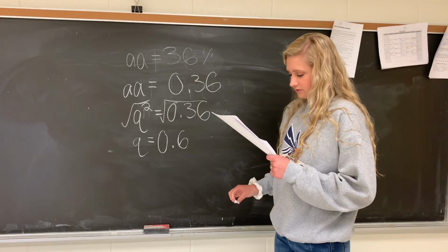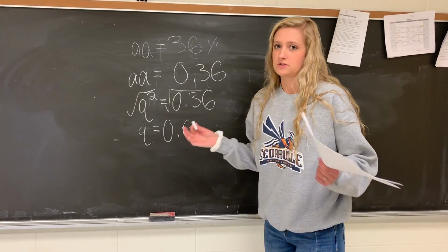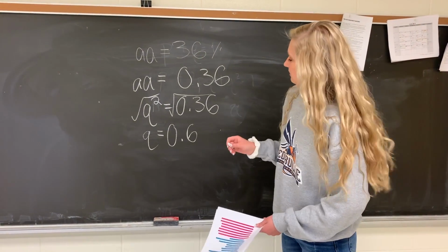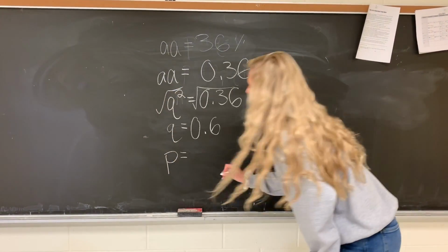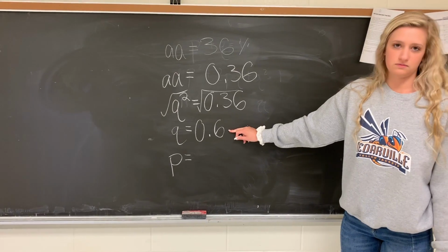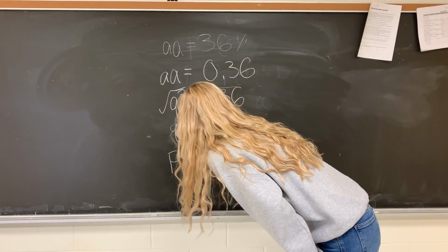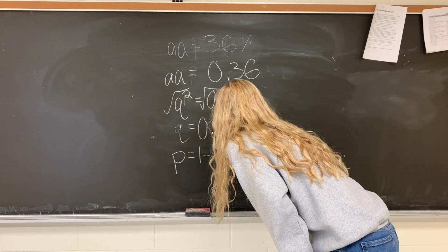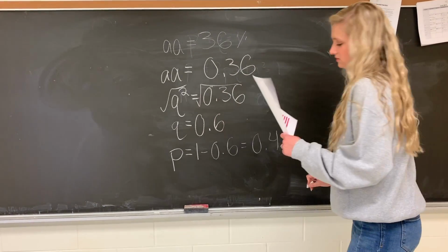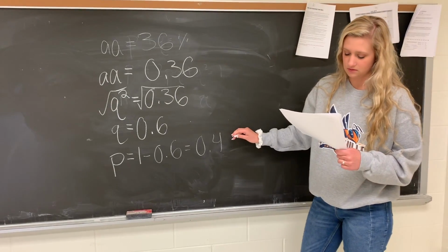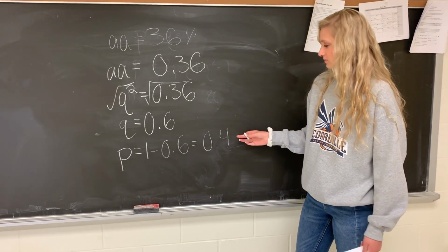So now we find the frequency of the big A allele, which is the dominant allele. All we have to do to find that, which is p, is subtract this from 1. So 1 minus 0.6. So the frequency of the dominant allele is 0.4.